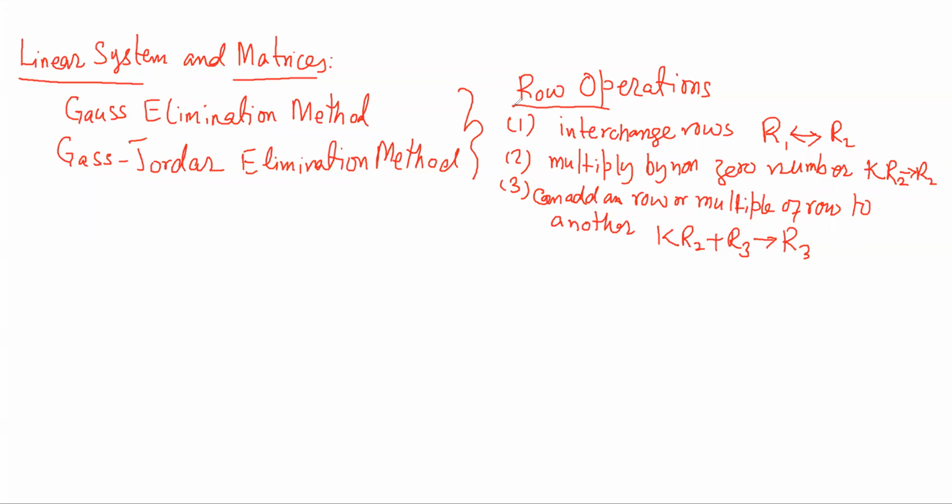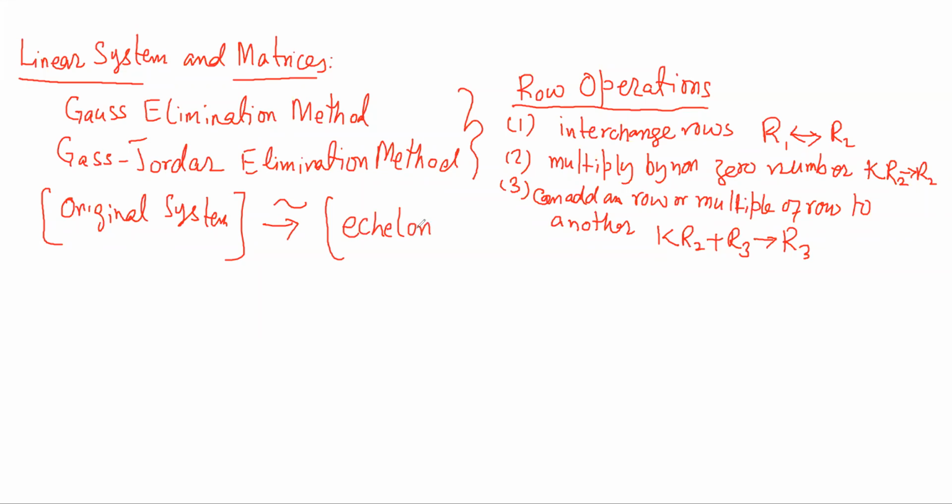Having all these row operations, we can transform an original system of equations to an echelon form. We can write it like this: transform into echelon form. I think I forgot to mention the echelon form last time. So what is the echelon form?